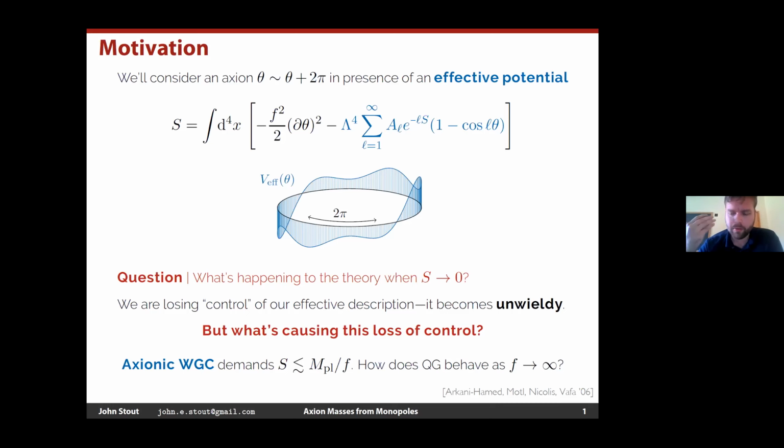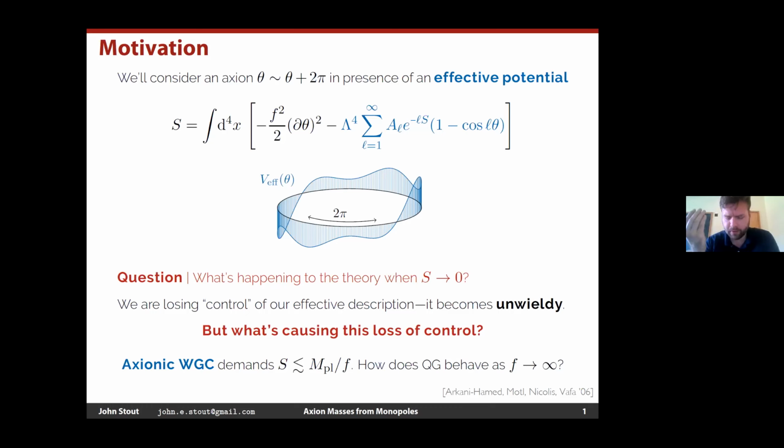One of the main conceptual questions that a lot of this has come out of is trying to understand what happens when we modify this other sector of the theory so that the instanton action shrinks to 0. From this form, we might expect that there's something problematic about this limit, in the sense that we no longer have a natural exponential suppression between these different Fourier harmonics. It seems like we're losing control of this effective description. It's becoming unwieldy and hard to use because we have to add a bunch of terms, right?